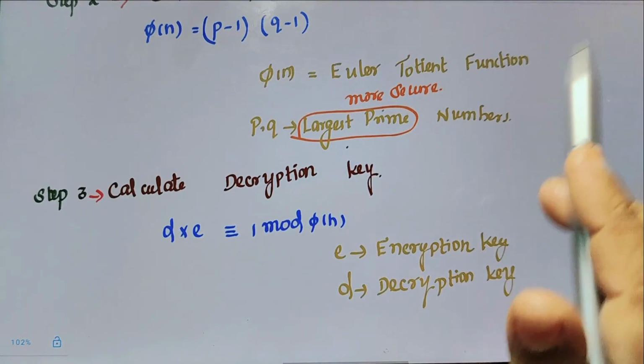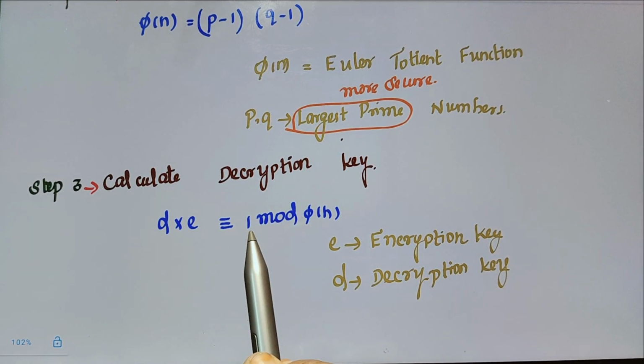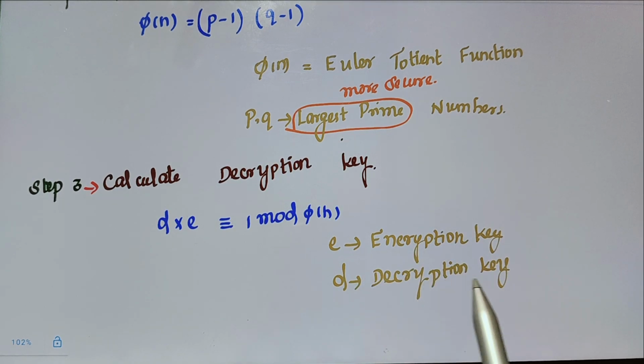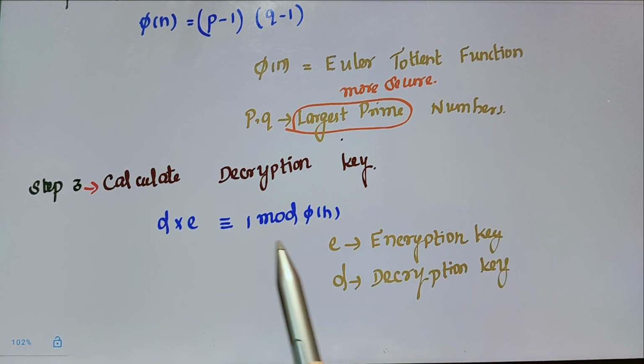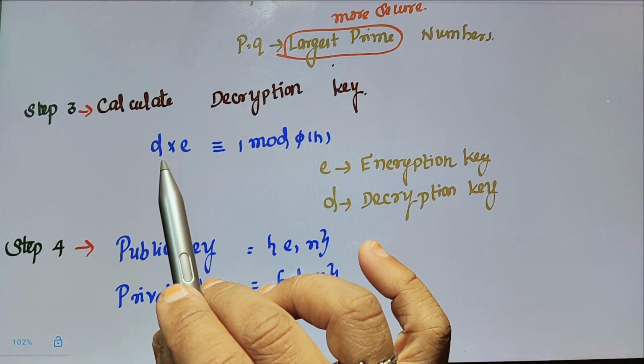Next is step 3. Calculate the decryption key. D into E is congruent to 1 modulo phi of n. D is the decryption key, and E is the encryption key. While solving the problem, we will see how to calculate the D value.